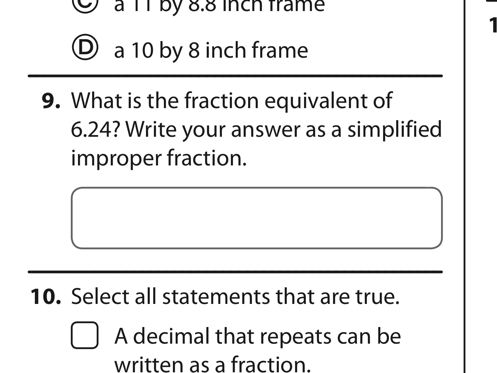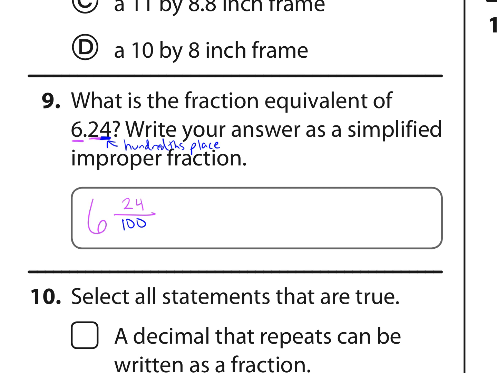Number 9, what is the fraction equivalent of 6.24? Write your answer as a simplified improper fraction. So we have this value 6.24. So 6 is our whole number, and then 24 is the numerator of the fraction. And we look at the place value of the last digit. So I'm going to think here just a minute. This last digit, this 4, it is in the hundredths place. So that means this is over 100.